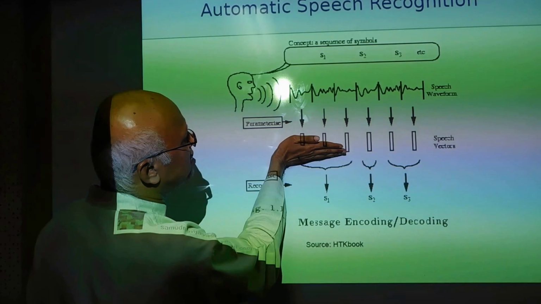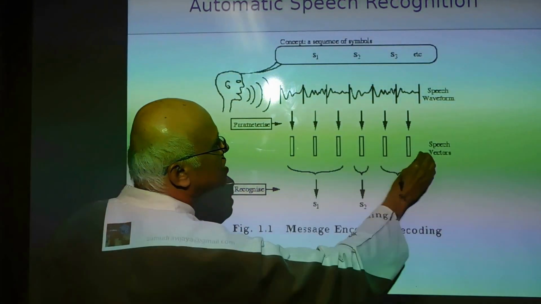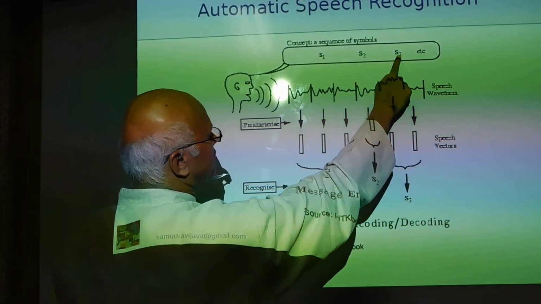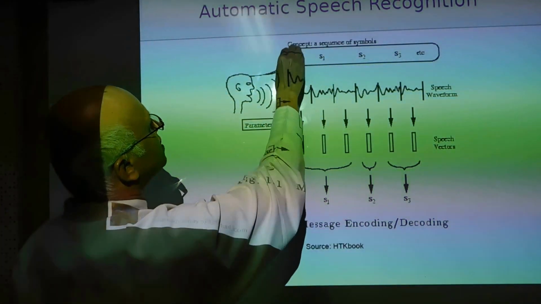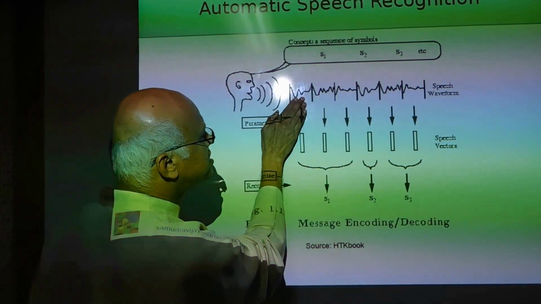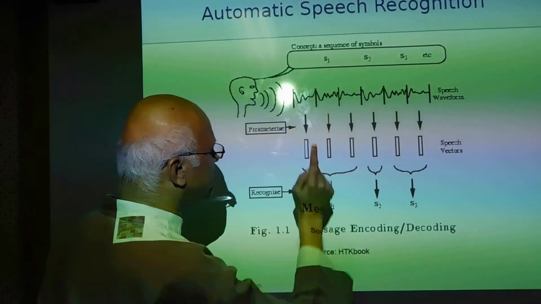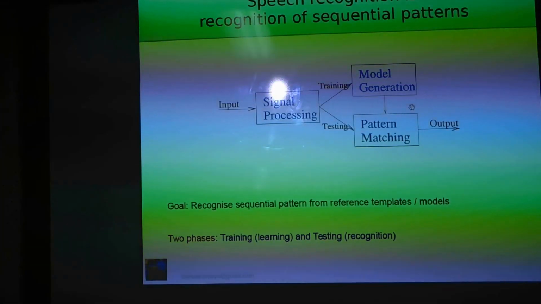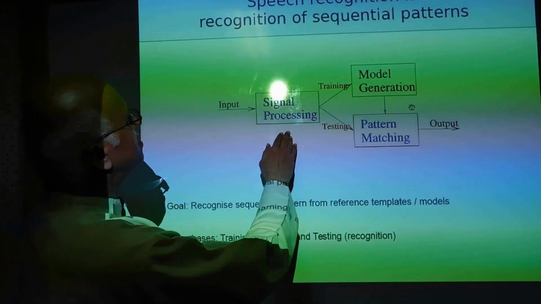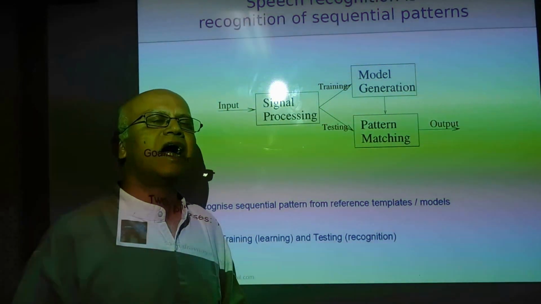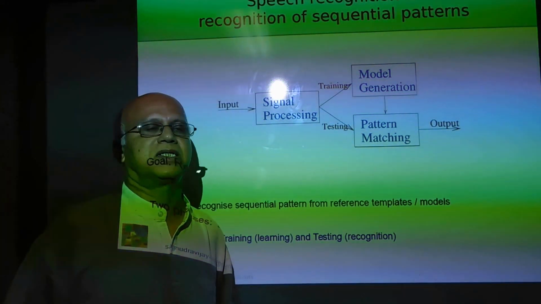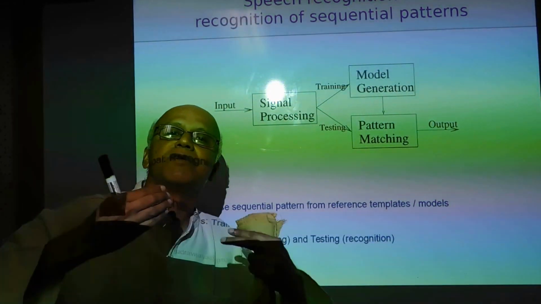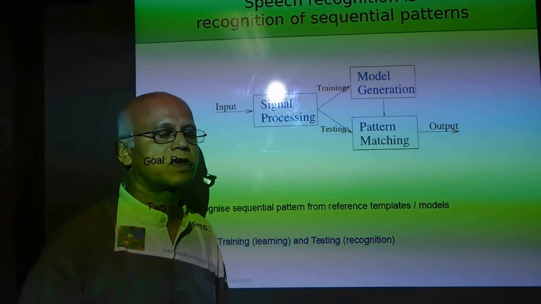The job of the speech recognition models is to use this sequence of speech vectors to infer the original sequence of symbols. Okay. So there is a message here which is encoded in the speech signal, and the job of the speech recognizer is to decode that message. That is speech recognition. Speech recognition is one instance of pattern recognition. In fact, it is a recognition of sequential patterns because speech is a sequence of sounds.